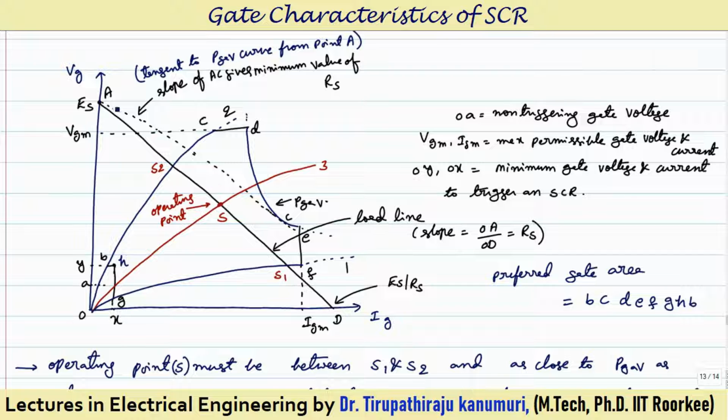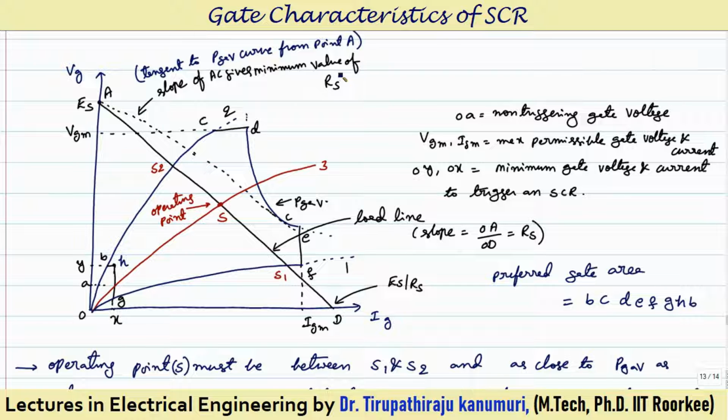In order to get the minimum value of source resistance, because power is the major limit, from point A draw a tangent to this average power line. I have drawn the straight line, and it intersects at point C, for example. Now the slope of this line, because it is nothing but the ratio of voltage by current, indicates the minimum value of Rs that is permitted.